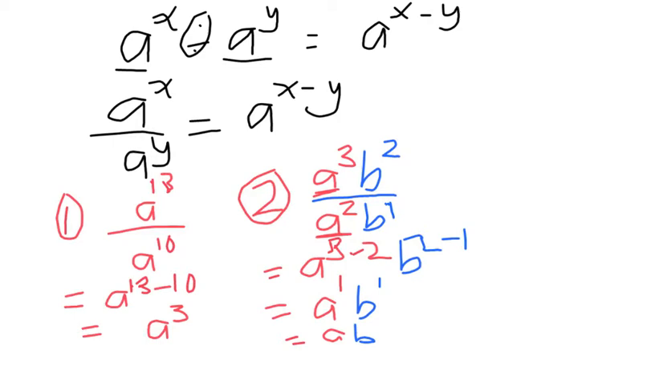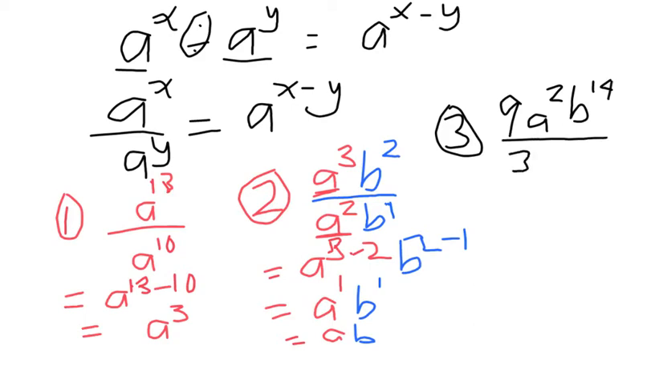Say we have a more complex question now. We have 9 times A to the power of 2 times B to the power of 14 over 3 times A, which is to the power of 1, and B to the power of 9. So what can we do? We can group like terms. Are 9 and 3 like terms? Yes, they are, because they're constants. We can work with these two. Our As are like terms, and our Bs are like terms.